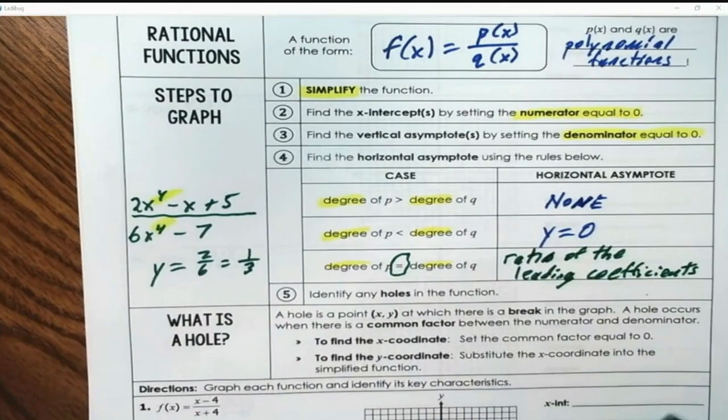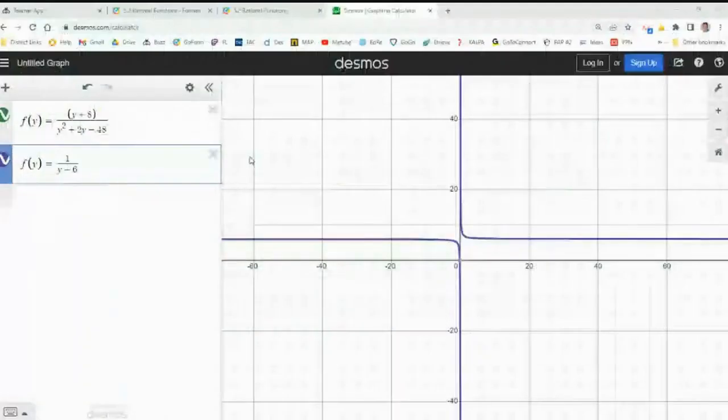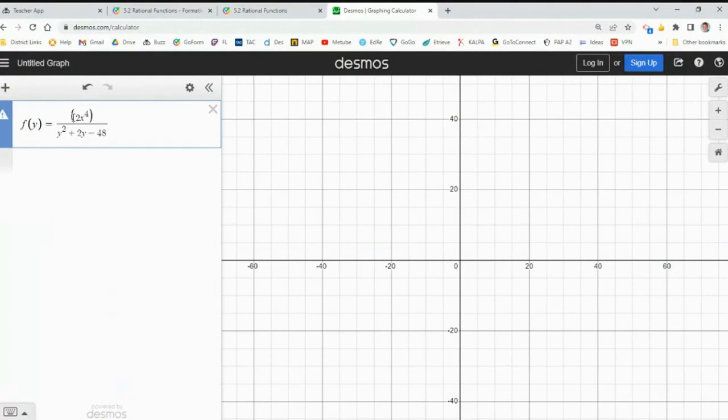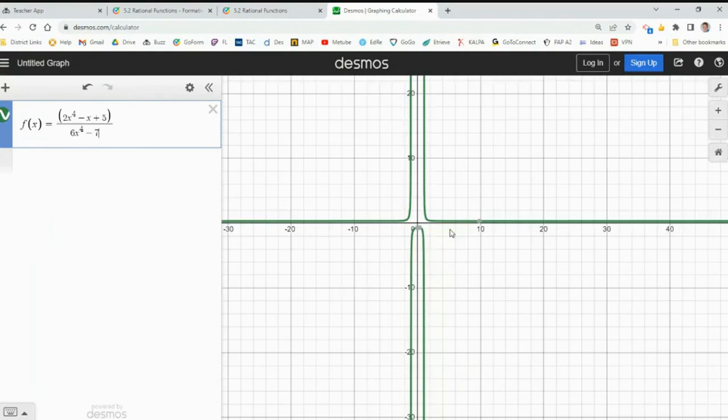So let's put that in and look at that in Desmos real quick. I'll put it in here. All right. So at the top, I said 2x to the fourth minus x plus 5 divided by, I need to change this f of x or it's going to get mad at me again. All right. Divided by 6x to the fourth minus 7. Have to zoom way in here now because we zoomed out.